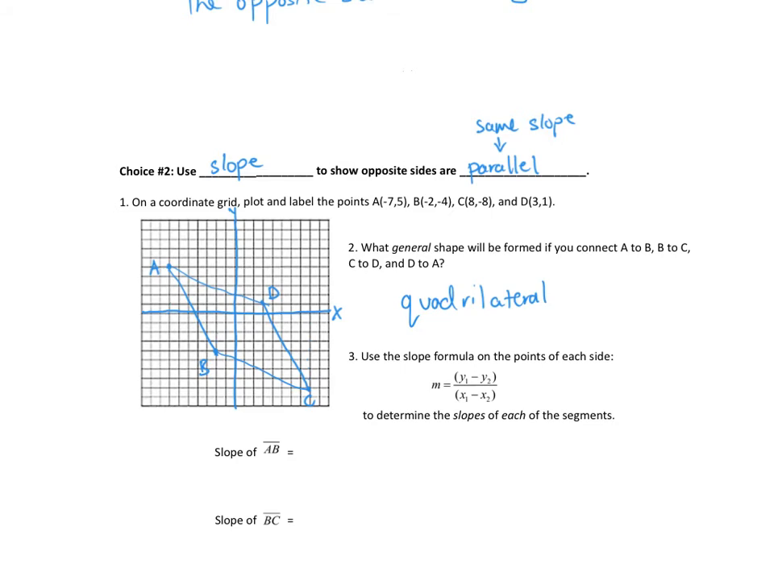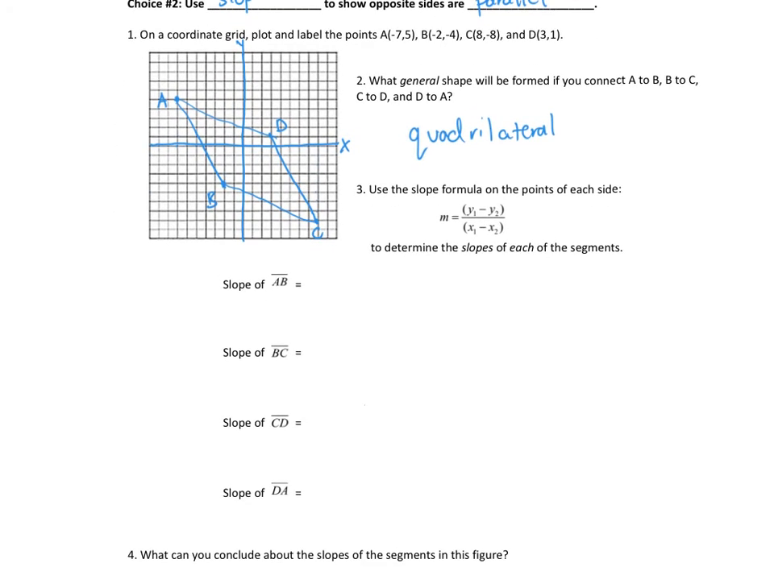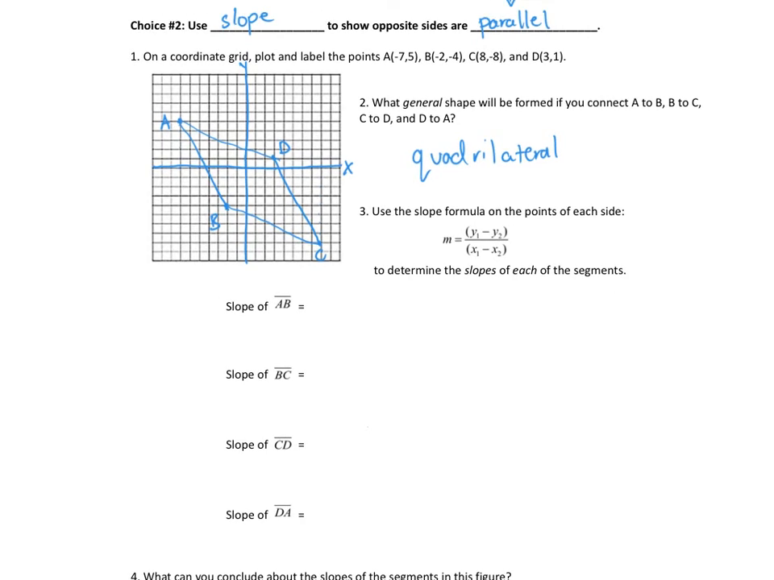Now we're going to use the slope formula to find parallel lines. Remember, the slope is the change of y's over the change of x's. AB. A is negative 7, 5, and B is negative 2, negative 4. Remember, y's on top. So 5 minus negative 4 over negative 7 minus negative 2. I'm going to change these doubles to pluses. So this is 9. Negative 7 plus 2 is negative 5, which is negative 9/5.